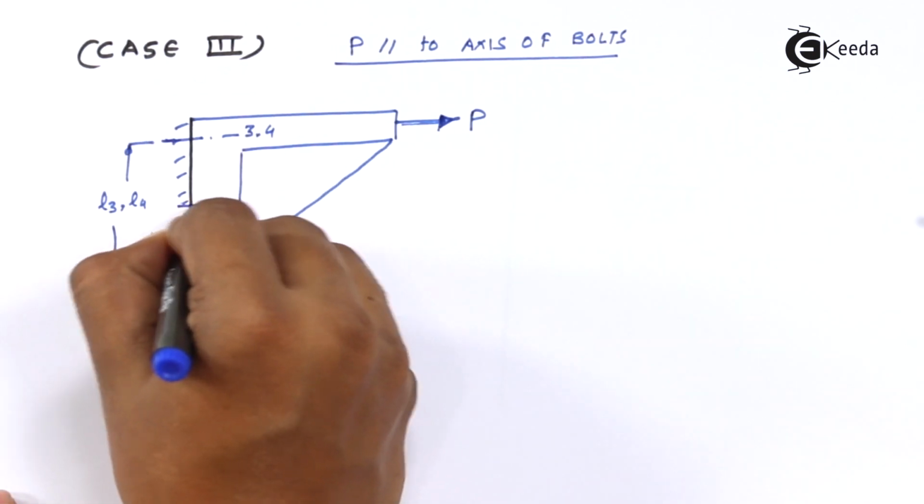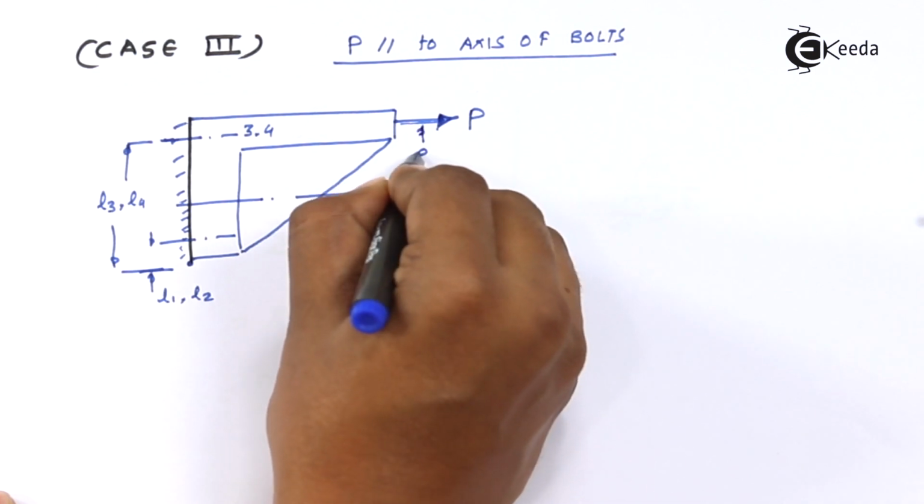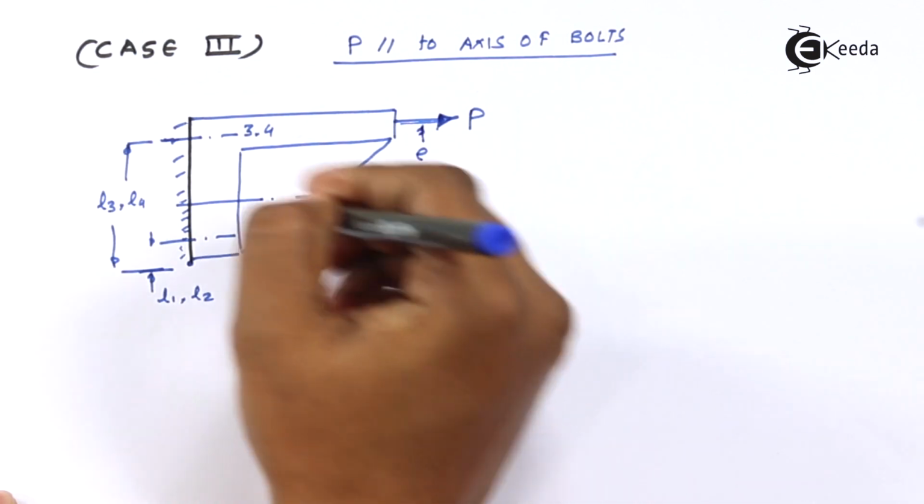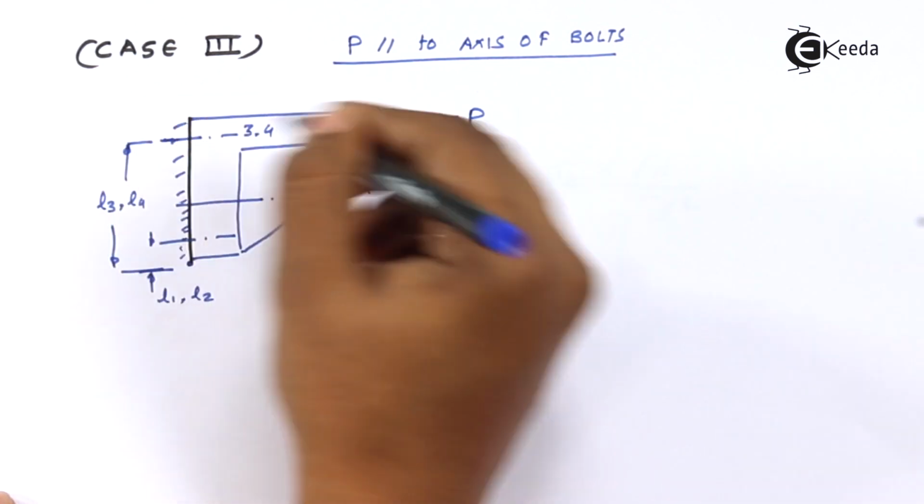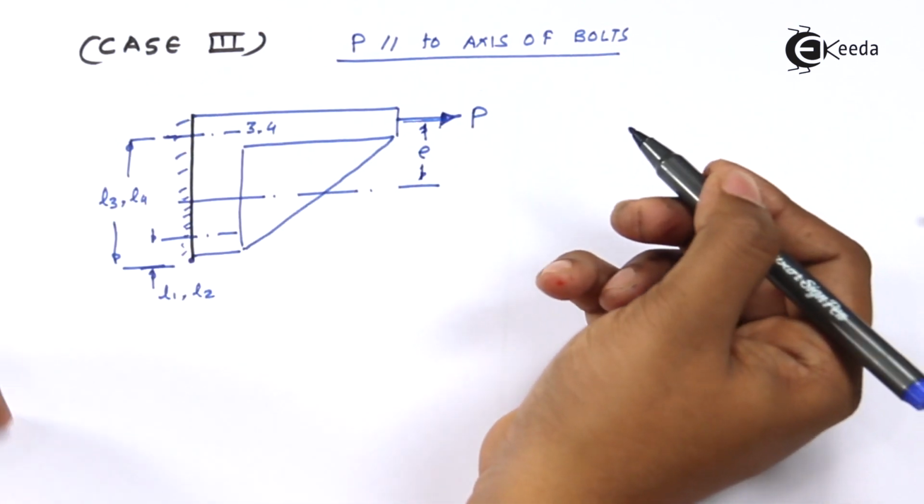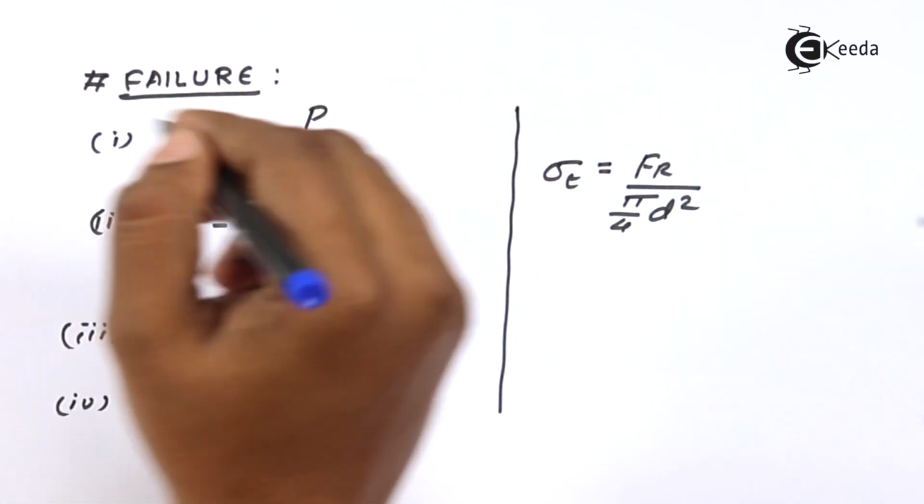Now in this case, eccentricity will be defined in terms of the mean distance between L1, L2 and L3, L4. So that is how the eccentricity will be defined. So that is the diagram of case number 3.